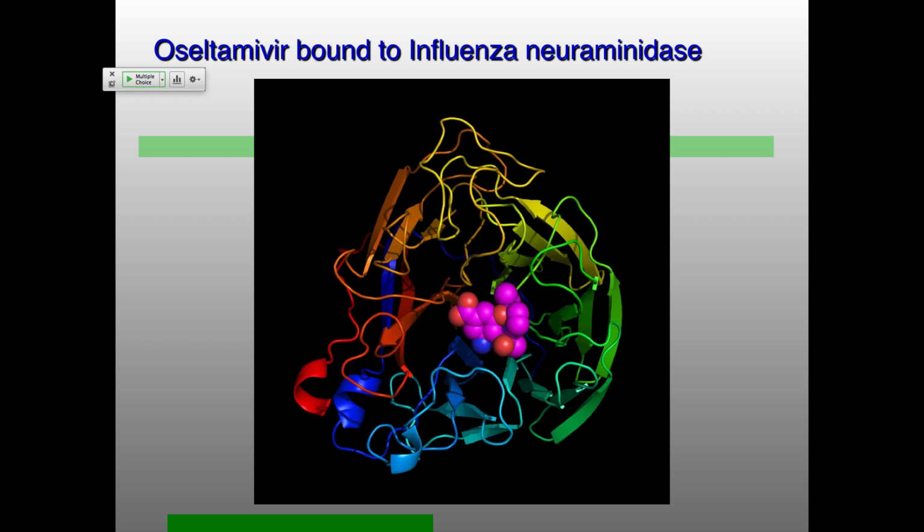And this is the structure now of that particular enzyme. It's the neuraminidase with Tamiflu, oseltamivir, associated with it right here. And this is also exactly where the active site is, where you would have that sialic acid cleavage event.